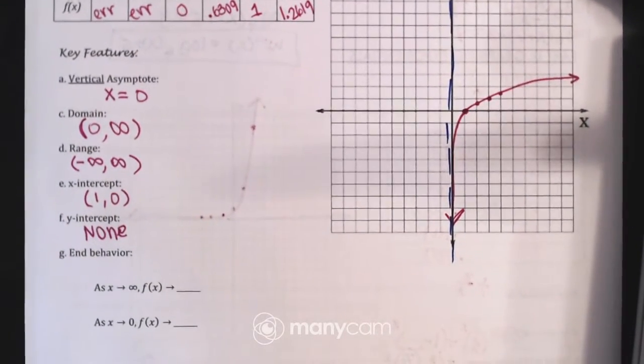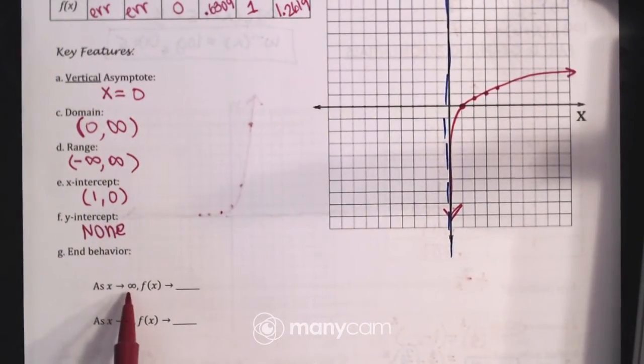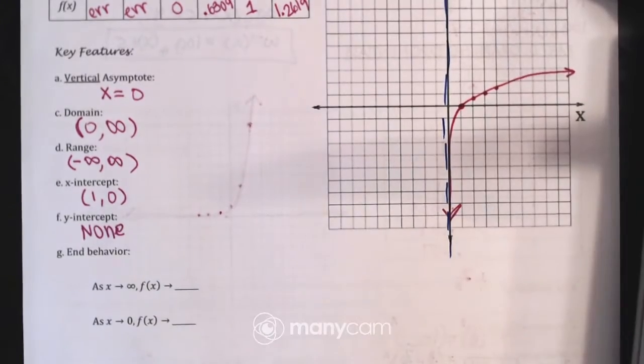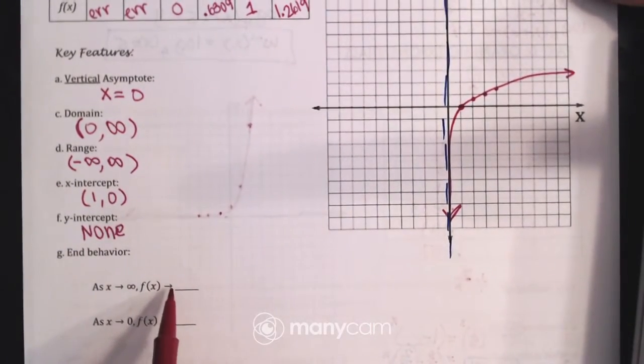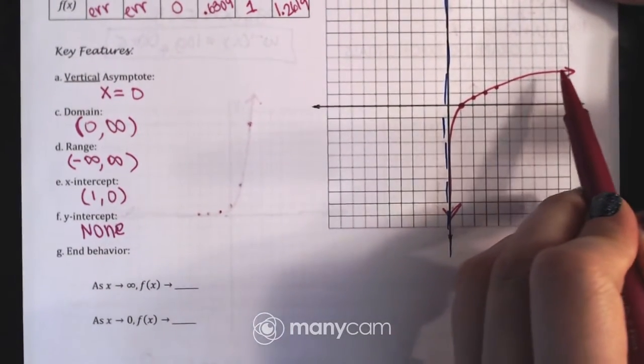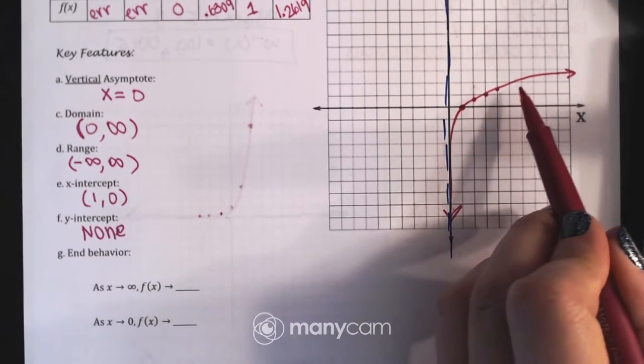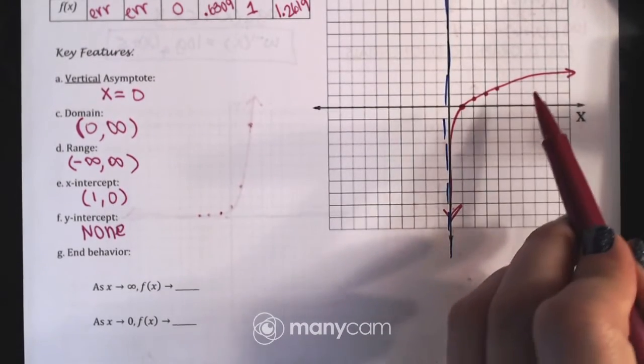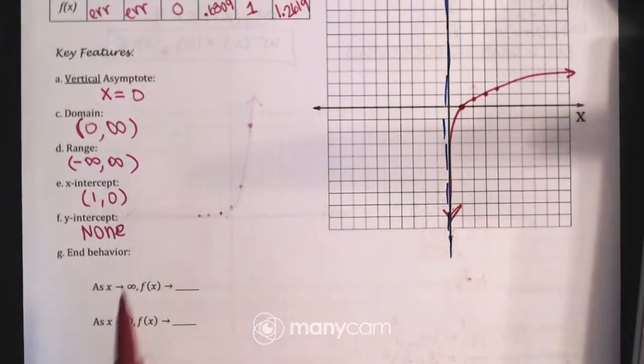And lastly, my end behavior. As x goes to infinity, that means look on the right side of your graph. This function, it looks flat here, it's really not flat. Desmos, again, does a good job. You can zoom out and see that this is going up just super, super slowly. So this actually is going to go to infinity on the right side.